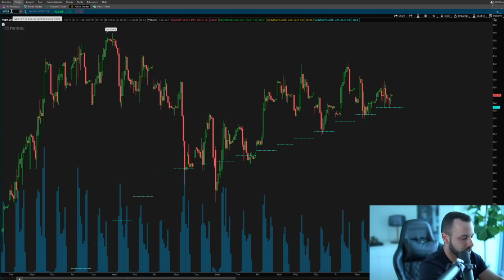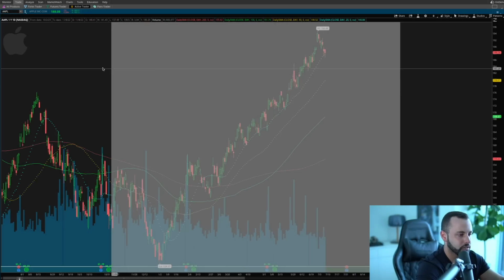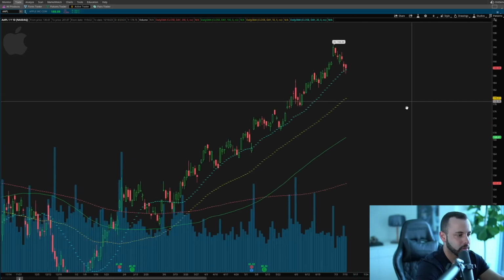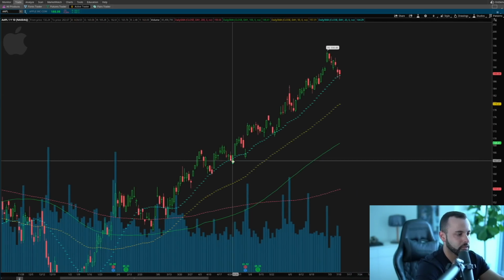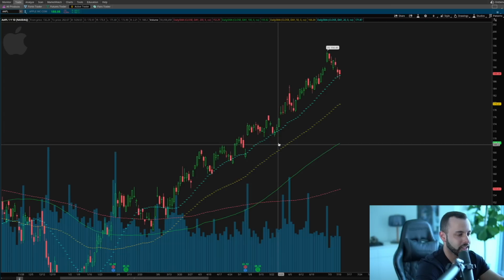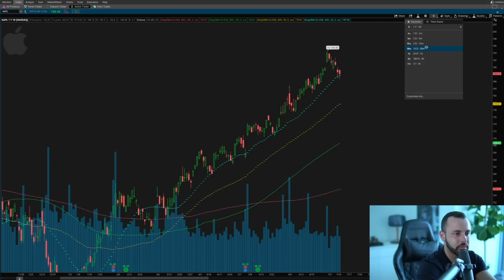I'm going to go to some more names. I'm going to go to Apple, right? Apple again, I'll go to the daily chart. Look at Apple on the grind to the upside since around March of this year. 20 SMA, 20 SMA, 20 SMA again, right? And here we are again at the daily 20 SMA on Apple as we speak and make this video.